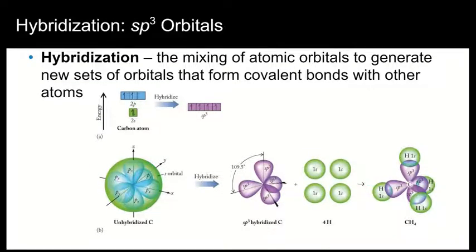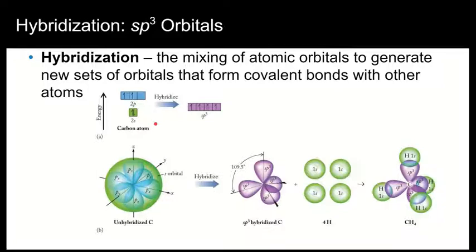Now, sometimes we're going to need to hybridize orbitals. So in that case, we just use the 1s orbitals that were already there. But here, we're going to show you how to use s orbitals and p orbitals to make what are called sp3 orbitals. Hybridization is the mixing of atomic orbitals to generate new sets of orbitals that form covalent bonds with other atoms. So if you recall your orbital diagrams and look at carbon here, carbon is 2s2, 2p2. So you have this s orbital and these three p orbitals.